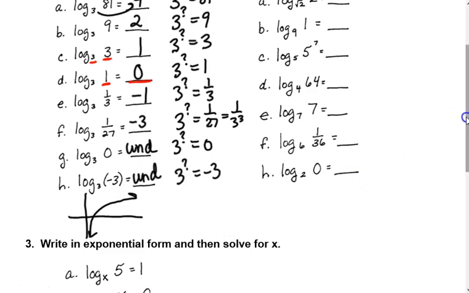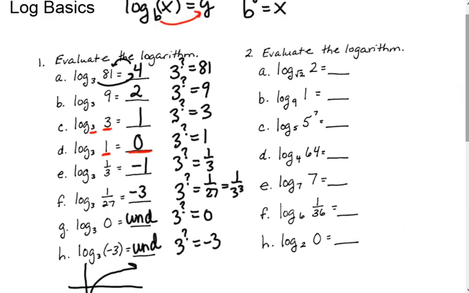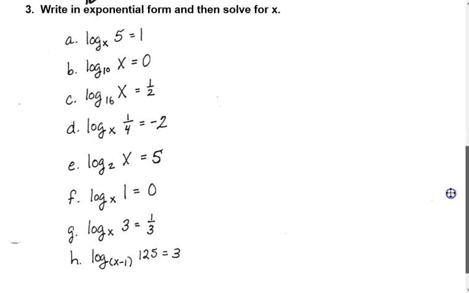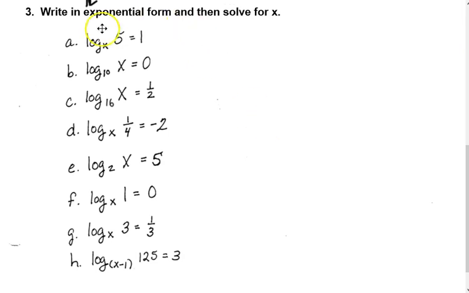I am going to leave these as a homework exercise for you, and I will come back later and talk about them. Okay, now let's go to section 3. What's different about section 3 is I put the x in different places, but we're still going to write this the same way we did before. We're going to say the base raised to this power equals this.